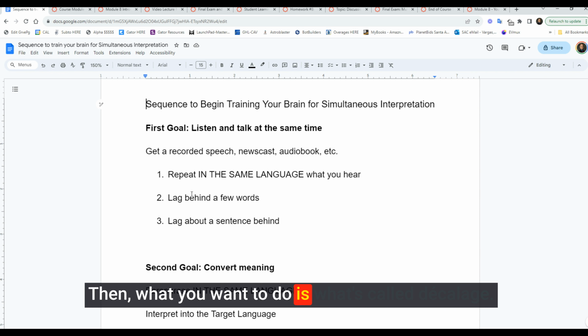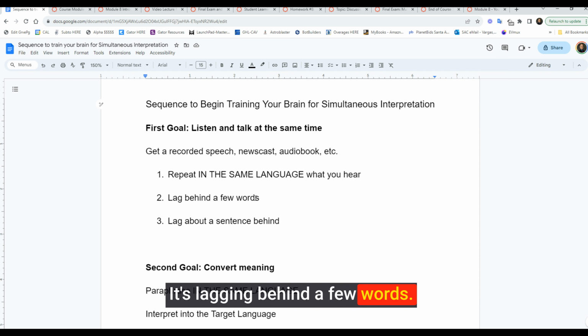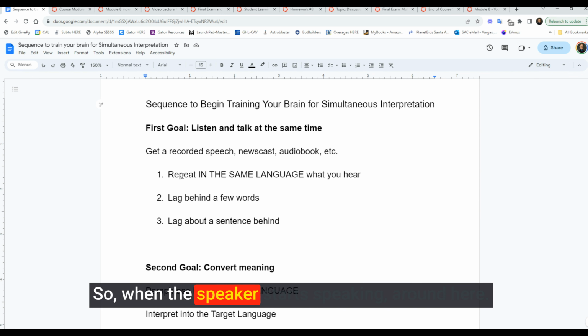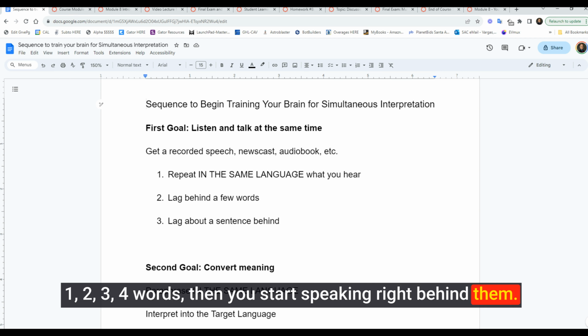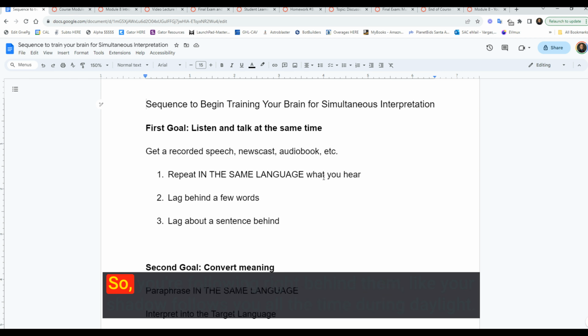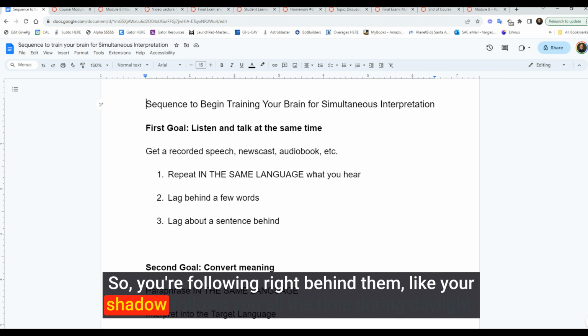Then what you want to do is what's called décalage, lagging behind a few words. So when the speaker starts speaking, around here, 1, 2, 3, 4 words, then you start speaking right behind them. This is called shadowing. So you're following right behind them. Your shadow follows you all the time during daylight.